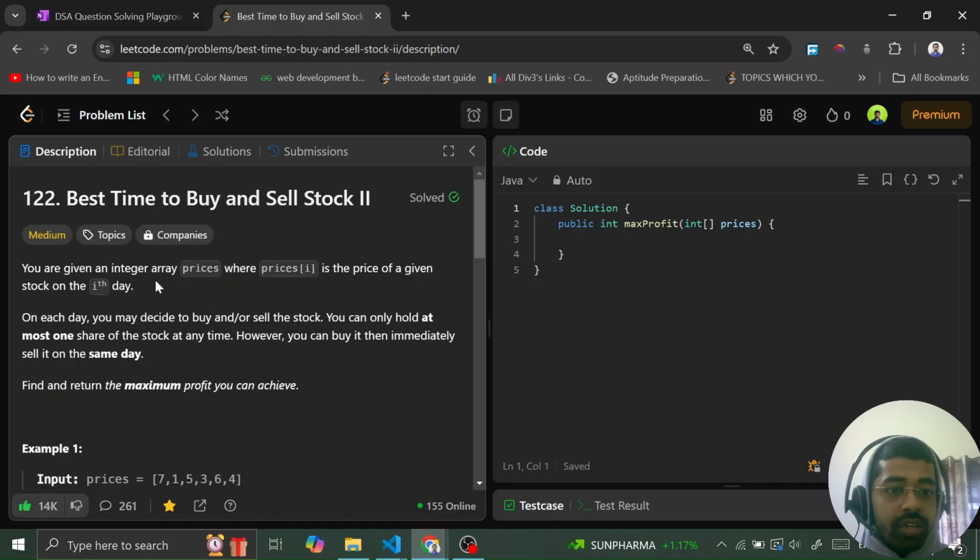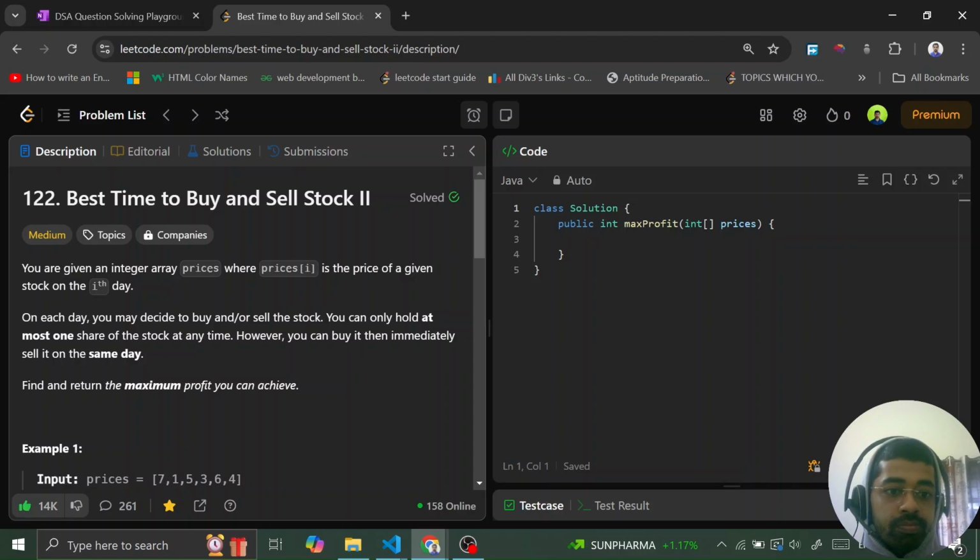So here we are given an integer array prices. Prices[i] is the price of a given stock on the ith day. So basically we have a prices array where each of those prices gives the stock price of a particular ith day.